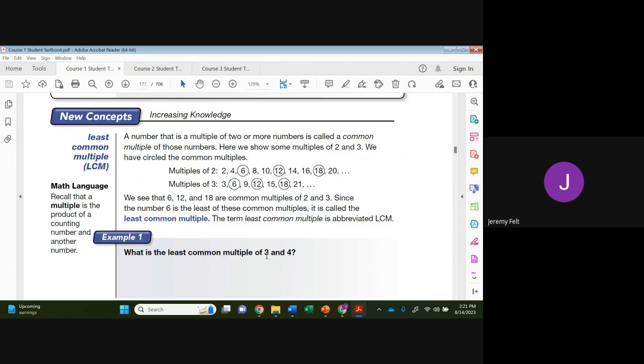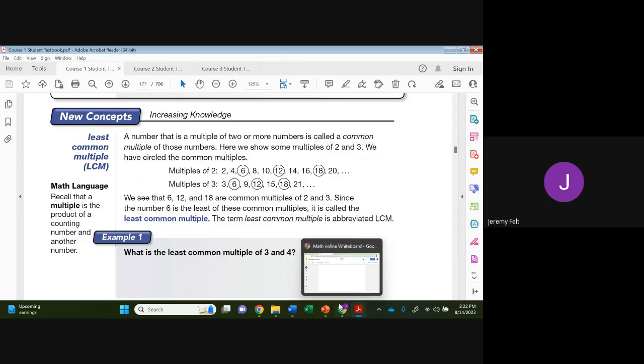So if we're looking at 3 and 4, again, you can write these out horizontally, or you can get in the rhythm where you do them mentally and figure it out. So 3, 6, 9, 12, 15; 4, 8, 12, 16. 12. So the first number that shows up that they have in common, that is the least common multiple.